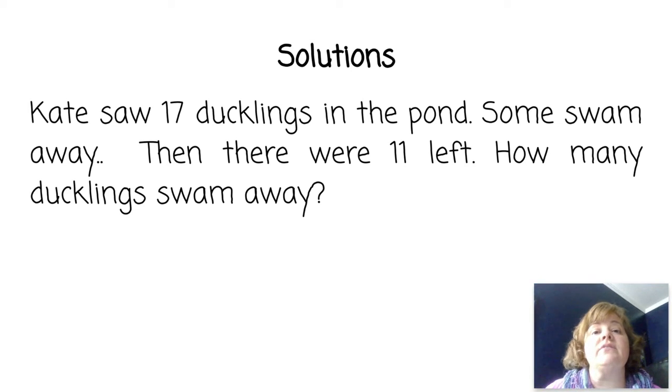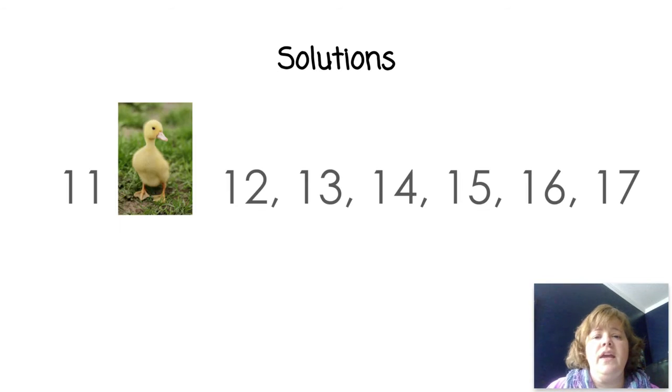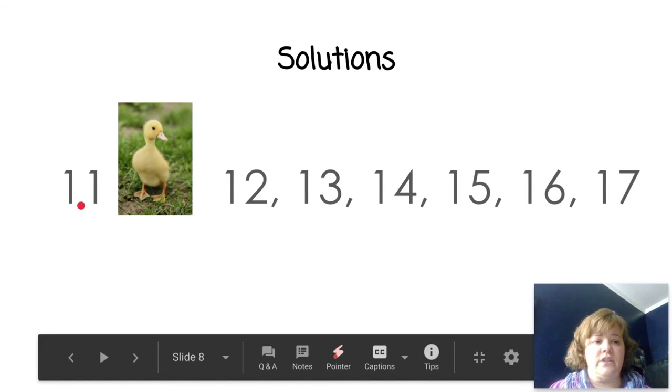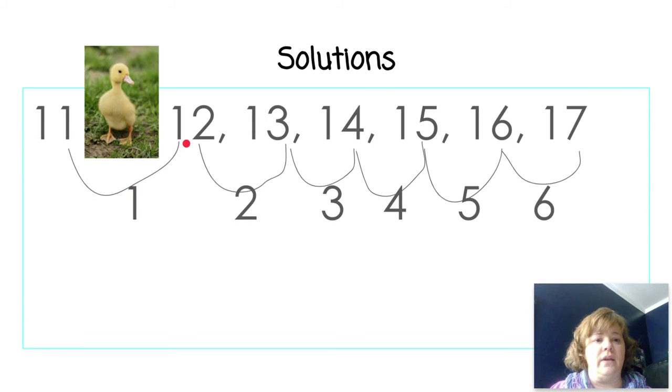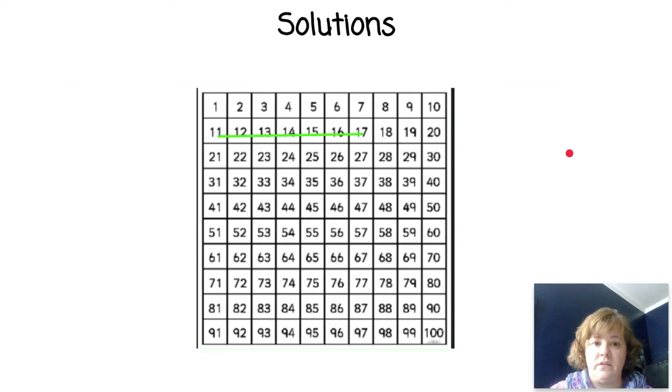Okay, let's think about some solutions that you might have come up with. If you counted on, you would start at 11 and count 1, 2, 3, 4, 5, 6 hops. If you use the number grid, you would do the same thing, starting at 11 and count 1, 2, 3, 4, 5, 6 hops.